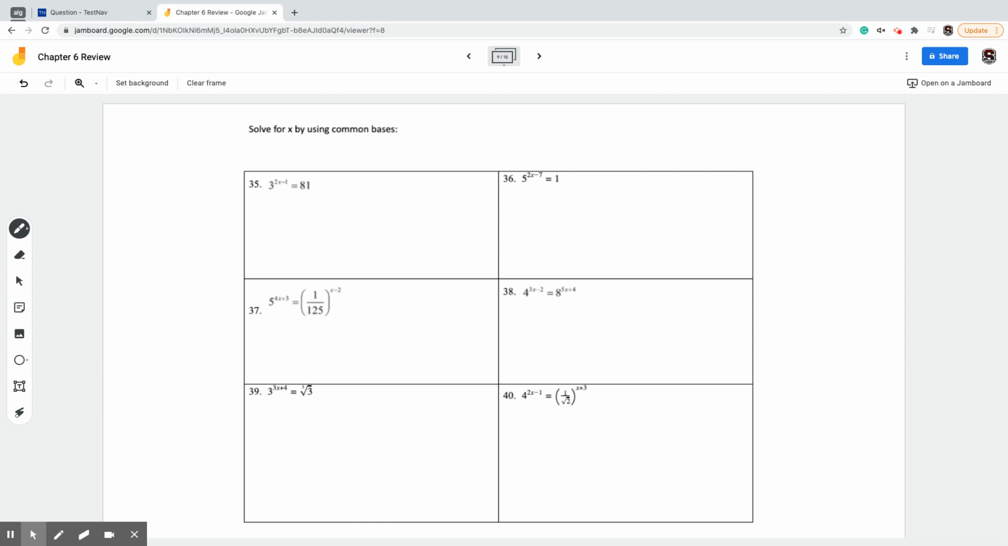Solve for x by using common bases. I'm going to write at the top all the information we need to know. I encourage you to pause now and try to write it yourself. Let's do the first couple to show the steps.